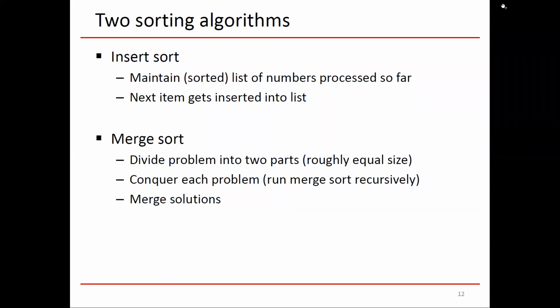So let's look at two different types of sorting algorithms. The first one is called an insert sort. In the insert sort, you maintain a sorted list of numbers processed so far, and the next item is going to get sorted, or rather inserted, into your list. One by one, you add things to your list. So let's give an example.